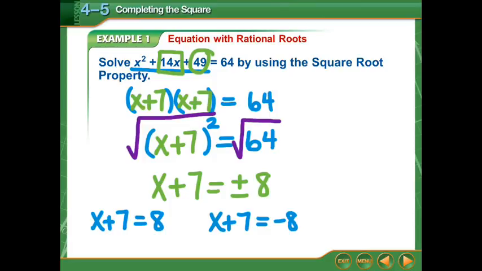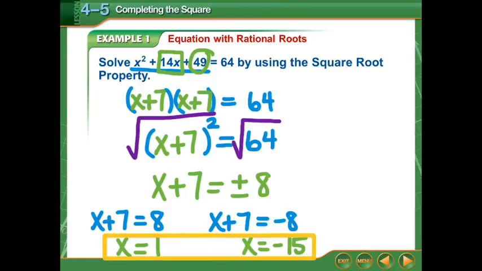So the first equation, x plus 7 equals 8, so when I subtract 7 from 8, x is going to equal 1. The other equation, when you subtract 7 from negative 8, x is going to equal negative 15. Okay, so these are my solutions, x equals 1 and x equals negative 15. You always want to go back and double check, plug them into your equation and see if they work.